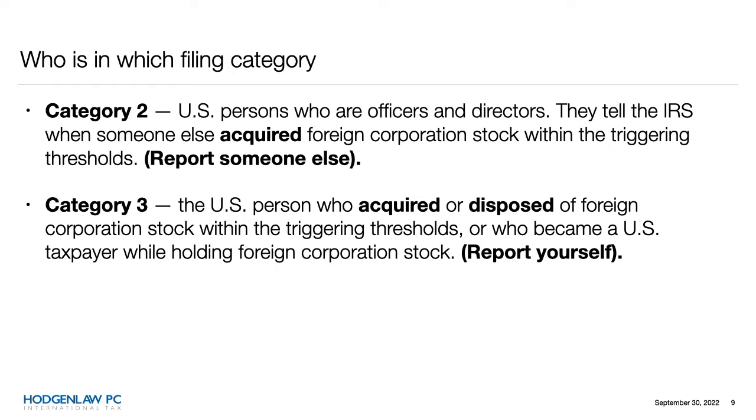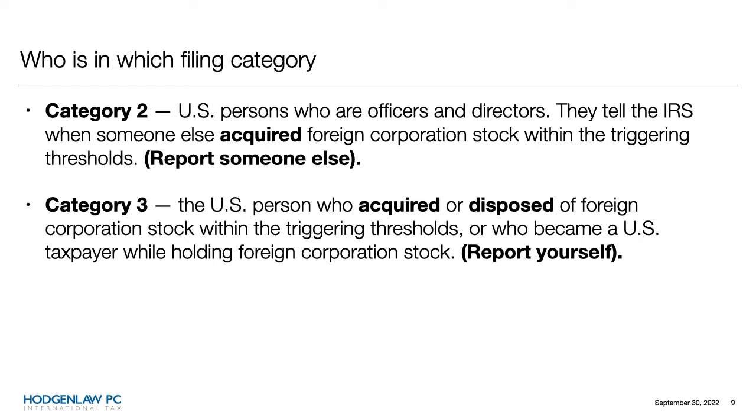Category 3 is when you report on yourself, to raise your hand and tell the Internal Revenue Service that you acquired enough stock in a foreign corporation or you disposed of enough stock of a foreign corporation to hit the triggering thresholds. There's another category. If you go from non-resident alien to resident alien, you suddenly become a Category 3 reporter for the year of transition from non-resident status to resident.